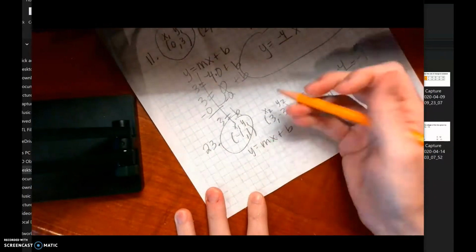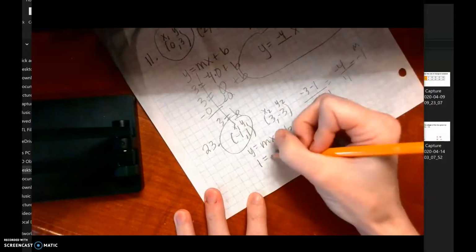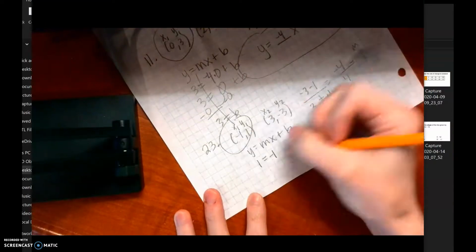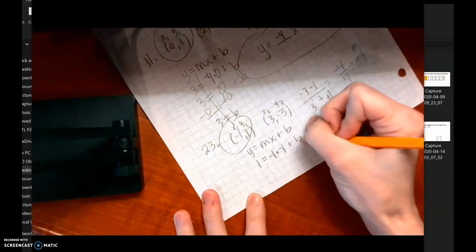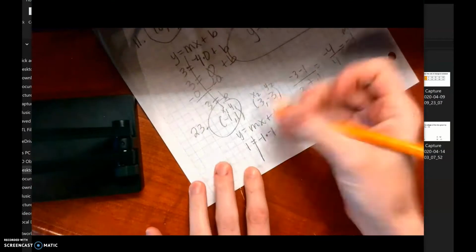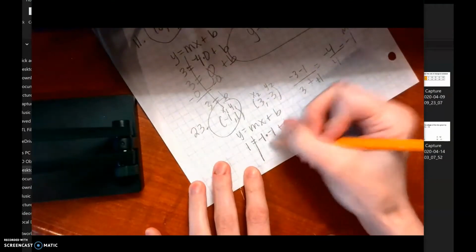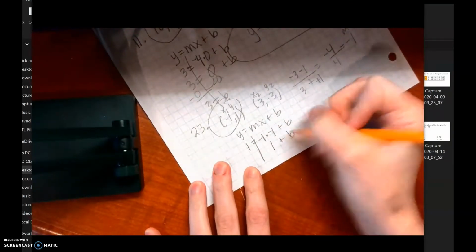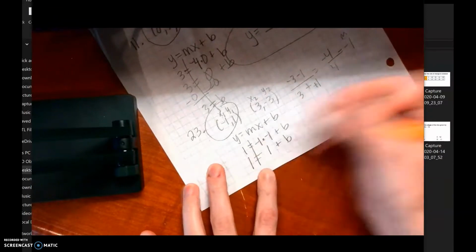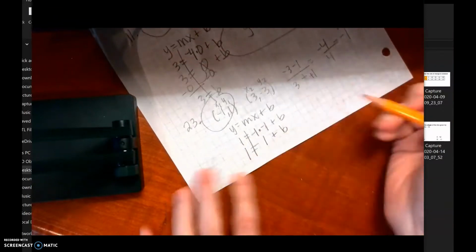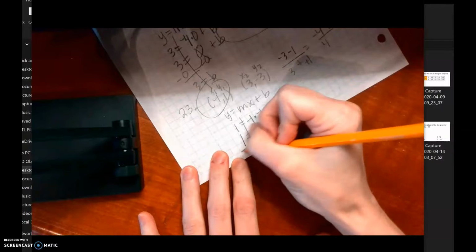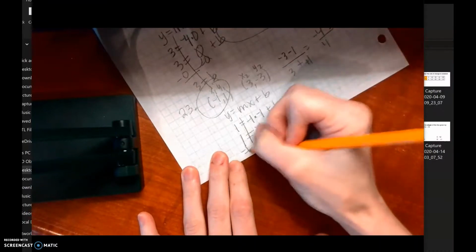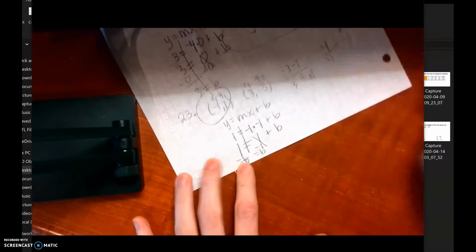Okay, y is 1, m is -1, x is -1, and b I'm trying to figure out. Alright, -1 times -1 is 1. So I'm saying 1 plus what equals 1. I'm going to subtract. Oh, 0. b equals 0.